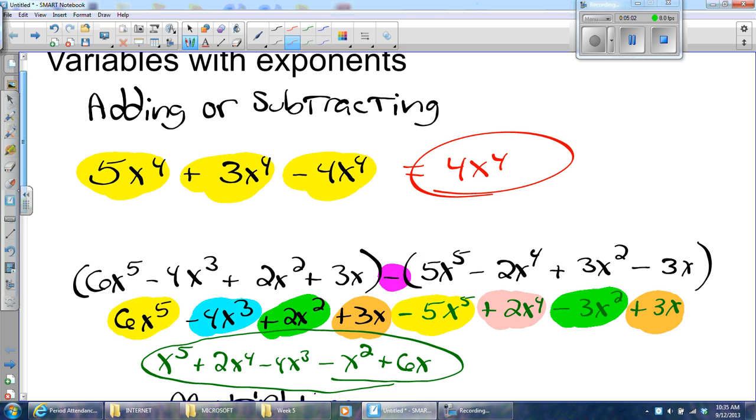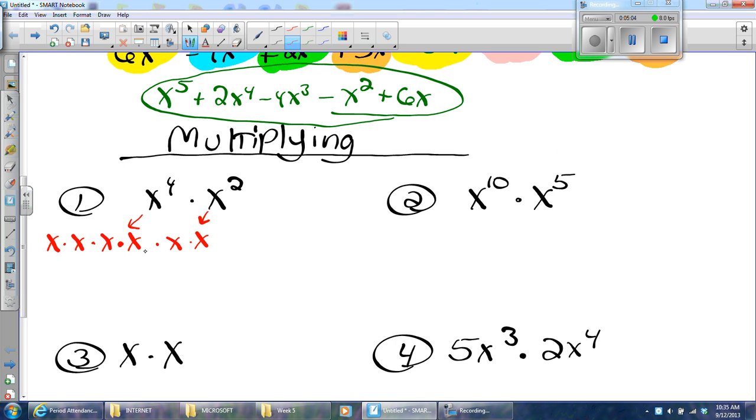So if I'm multiplying all these x's together, there's 6 of them, aren't there? What must x times x times x times x times x times x equal? It must equal x to the 6th power, because there's 1, 2, 3, 4, 5, 6.